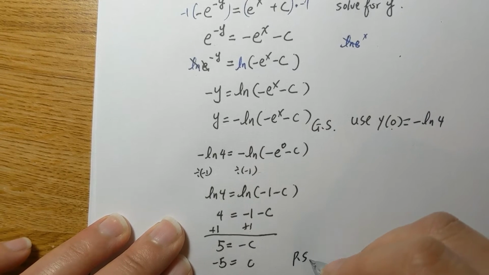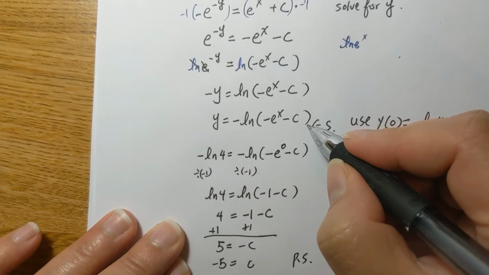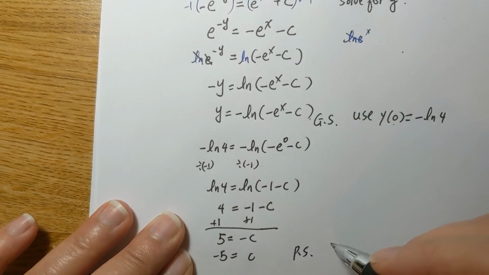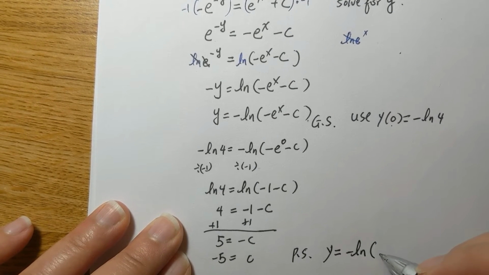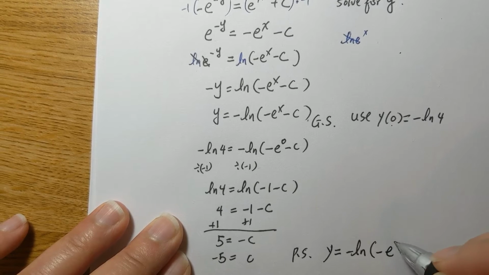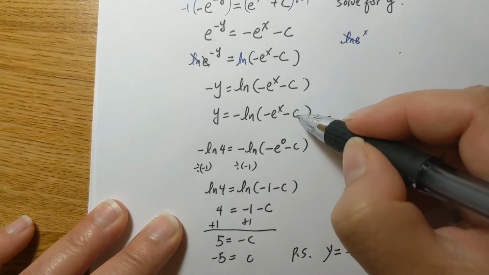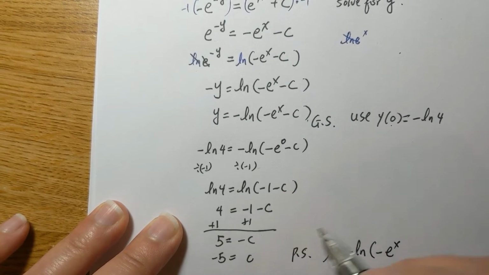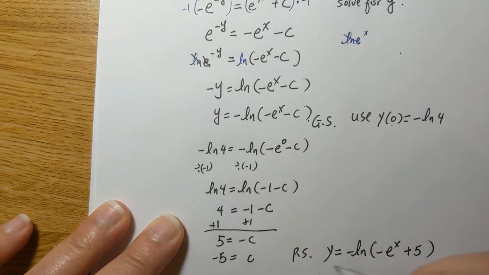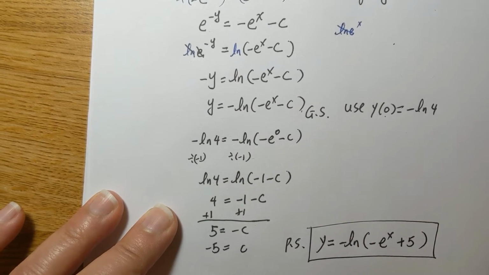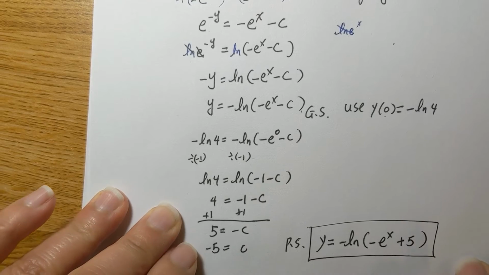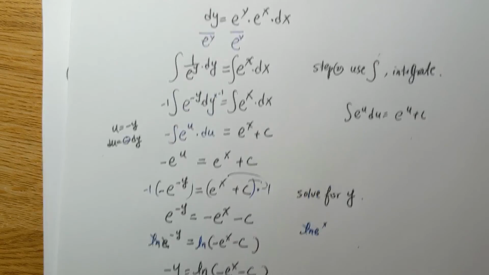So the particular solution, we go back over here, we replace the c by negative 5. So y equal negative ln, and you get negative e to the x, negative c, and c is negative 5, so therefore it becomes plus 5. So we found the particular solution. So we finished question number 1. So now let's take a look at question number 2.